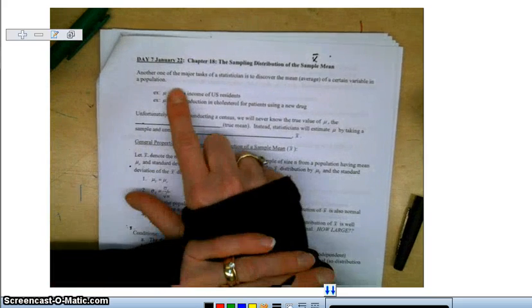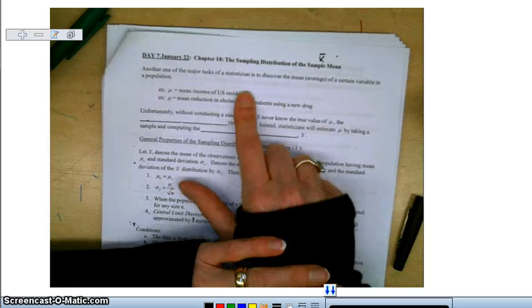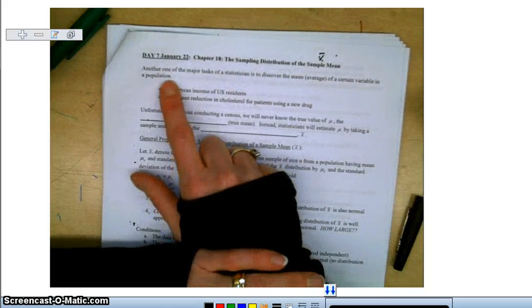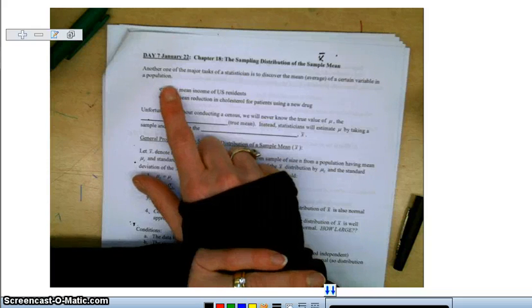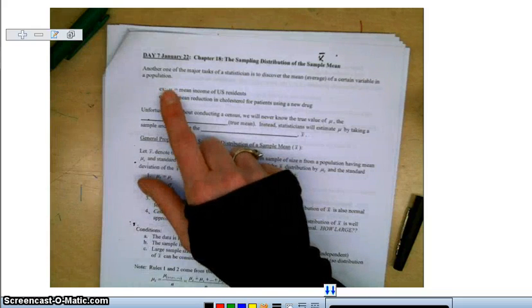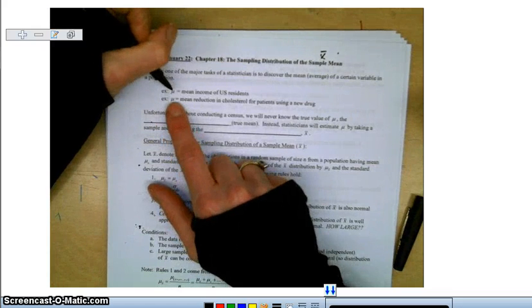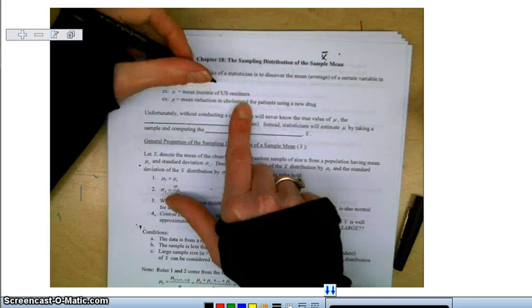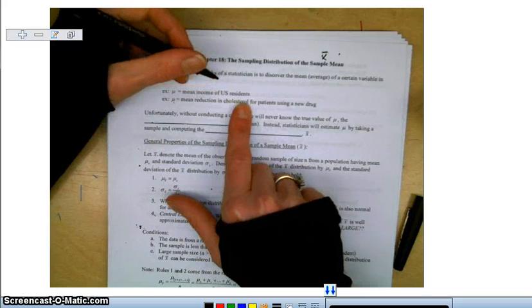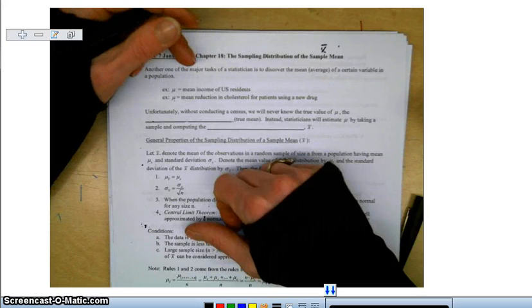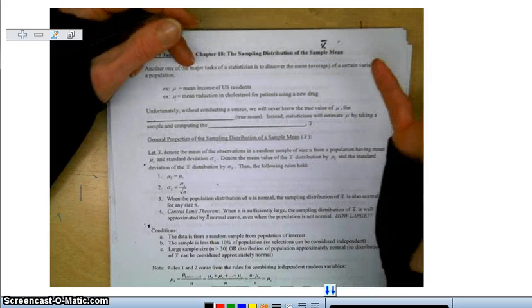Another one of the major tasks of a statistician is to discover the mean or average of a certain variable in a population. If we're asked to find the average for a population, we call it mu. For example, we're trying to find mu, the mean income of U.S. residents, the average income of all U.S. residents. What's the only way you're going to do that? Census. That's the only way you're going to do it.